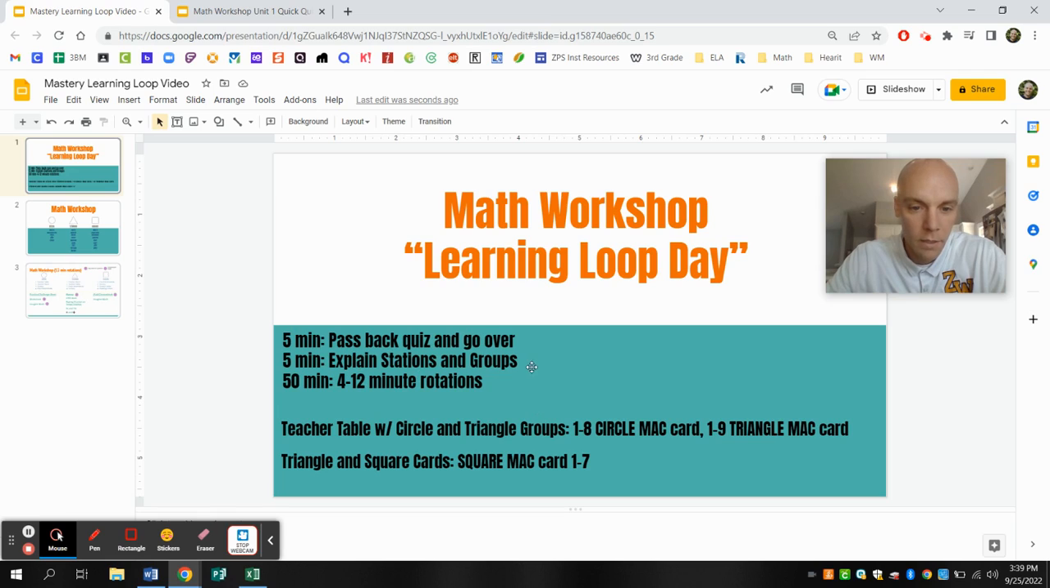And then 5 minutes to explain the stations and groups. It'll take longer the first time, definitely. The first time I did it a couple weeks ago, it took me about 20 minutes to explain the stations and groups just to make sure that the students had it down. And then this past week I did 4 12-minute rotations with that 50 minutes that I had left over. And then a teacher table, and then what I needed for my teacher table this week, and then what square or triangle cards I had.